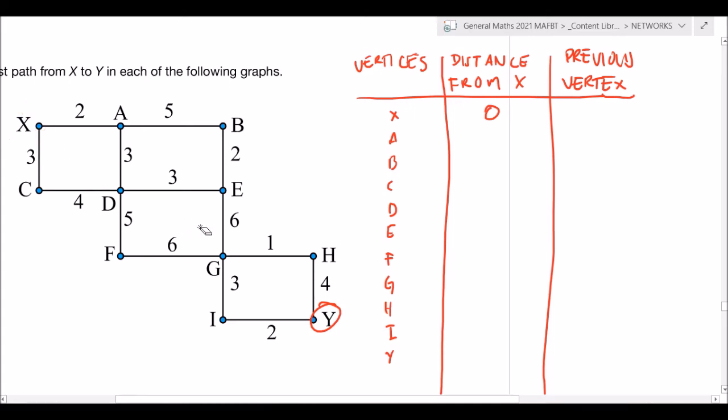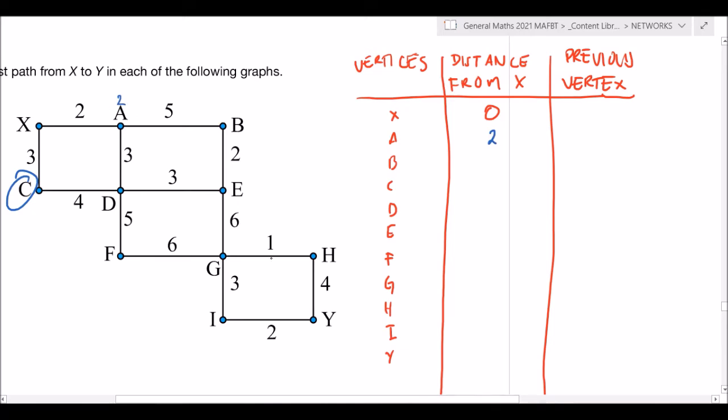Now, there are 2 options from X. I can see that you can go either to A or to C. These are the 2 adjacent vertices that we haven't visited yet. These are considered the unvisited vertices. So from X to A, there is a distance of 2. Okay, from X to A, there's a distance of 2. And you can write that up here if you like, the number 2.